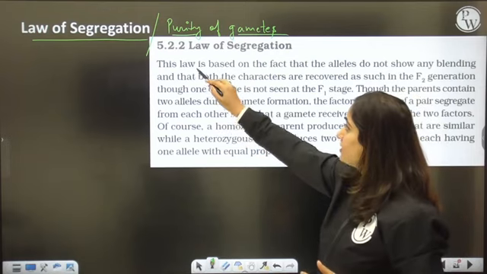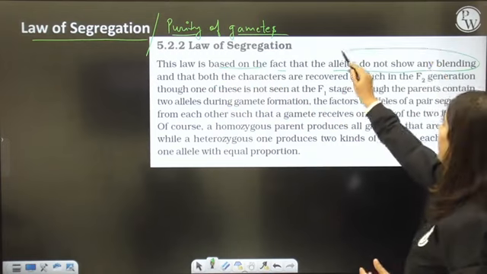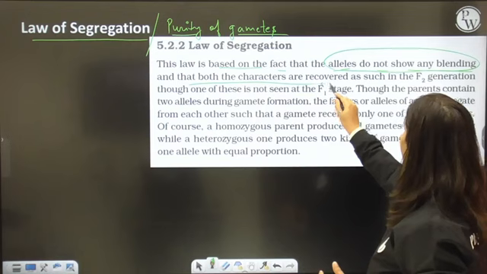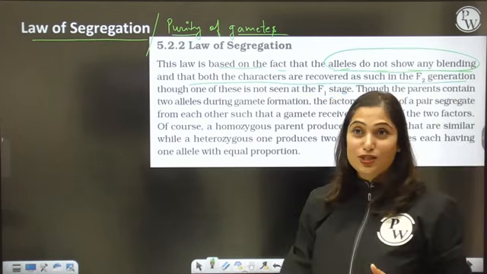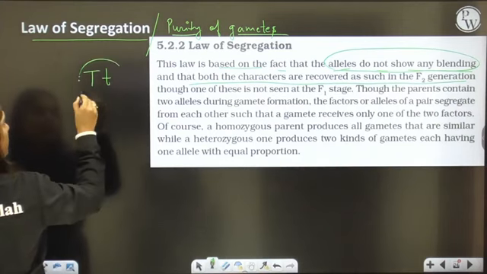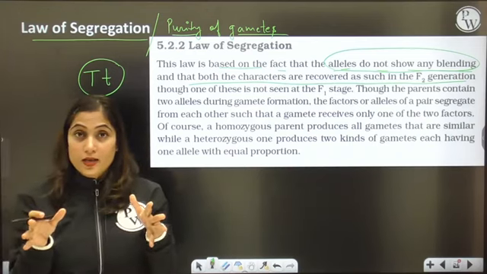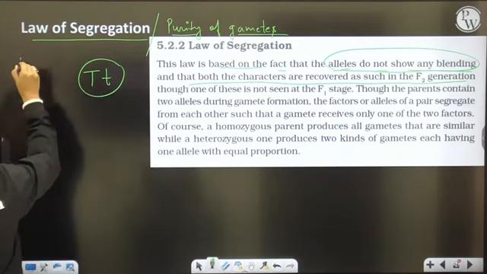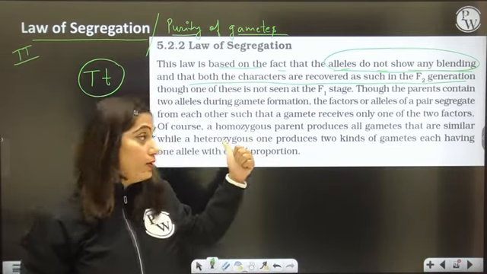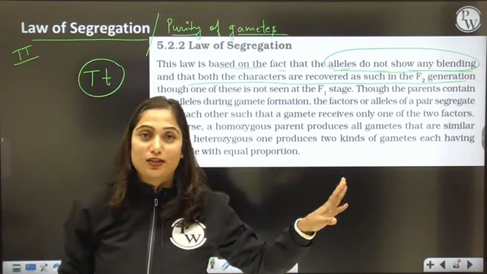Let's see what NCERT is saying. This law is based on the fact that the alleles do not show any blending, and the characters are recovered as such in the F2 generation. That means in the F1 generation, that is capital T, small t, there is no blending. If the capital T parent was 10 centimeter long, then this F1 hybrid in the F1 generation will also be 10 centimeter long. There will be no blending.